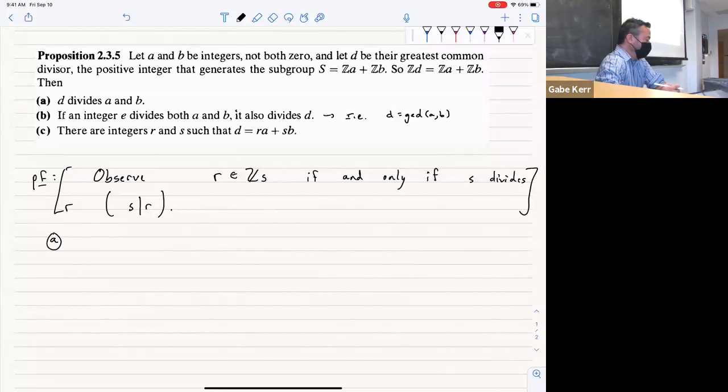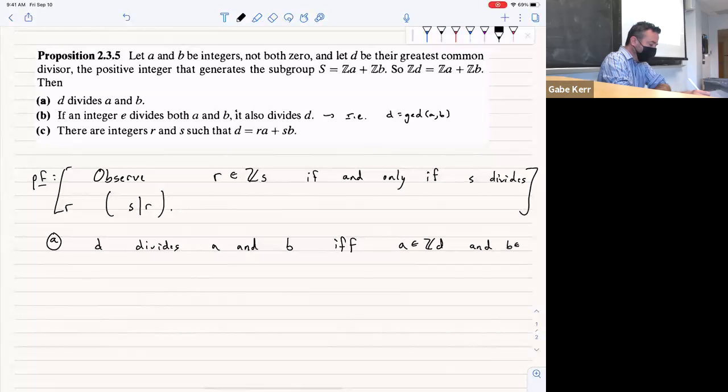So we want to prove A. We want to prove that D divides A and D divides B. Well, we have a way of writing that now in terms of our subgroups. We'll say D divides A and B if and only if A is an element of Z times D, and B is an element of Z times D.